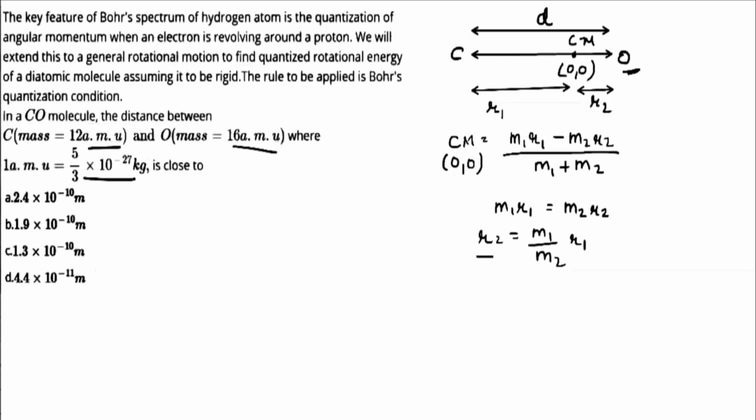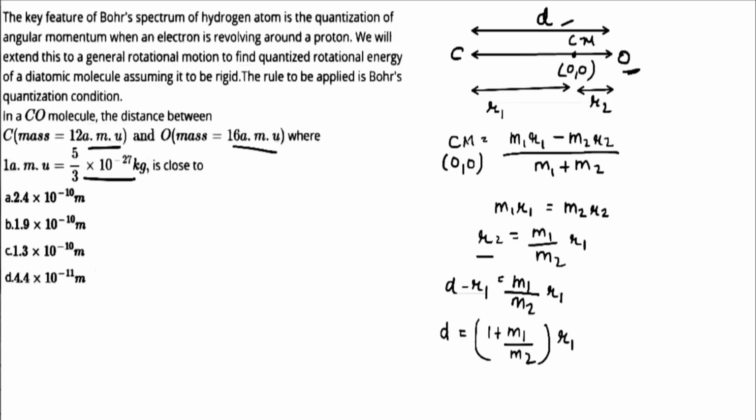Put the value of R2 in the terms of D, as we have to find the distance between CO molecule. So R2 is D minus R1. So by this we can write that D minus R1 is equal to M1 upon M2 R1. So we get the distance as D is equal to 1 plus M1 upon M2 into R1.